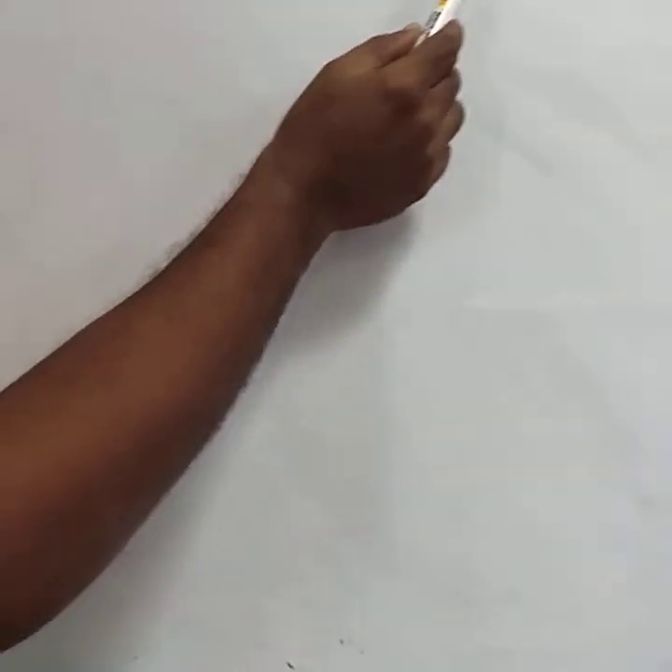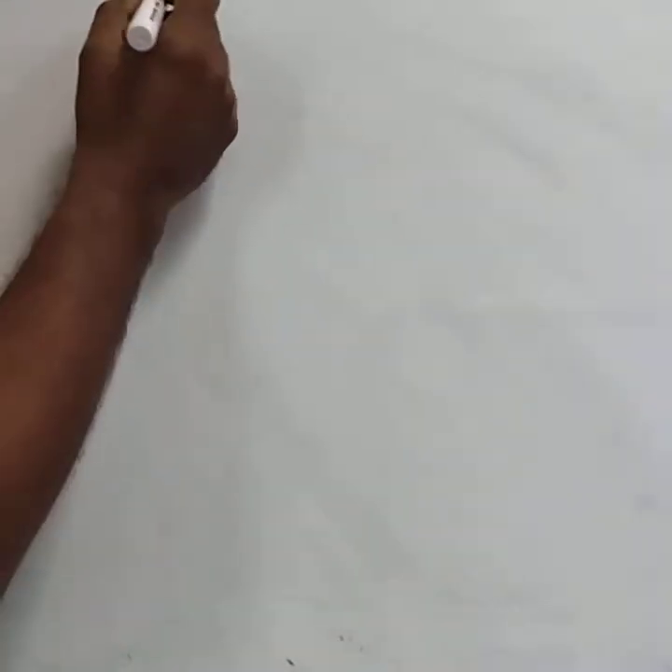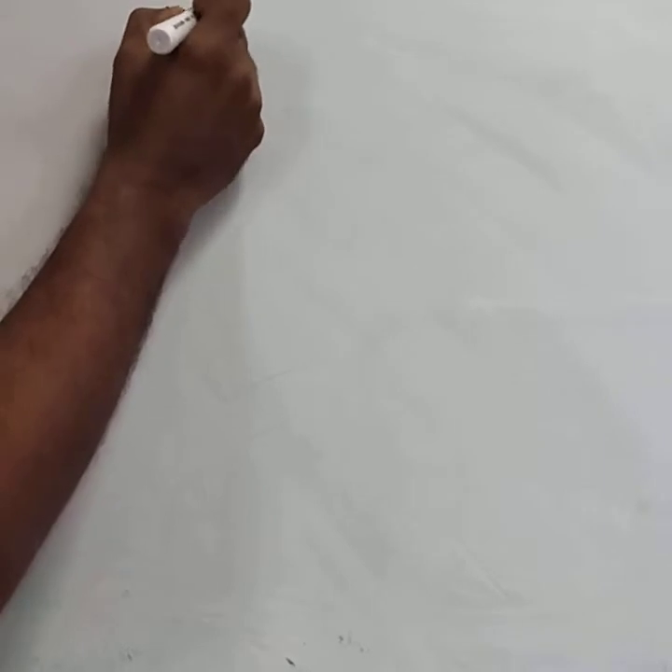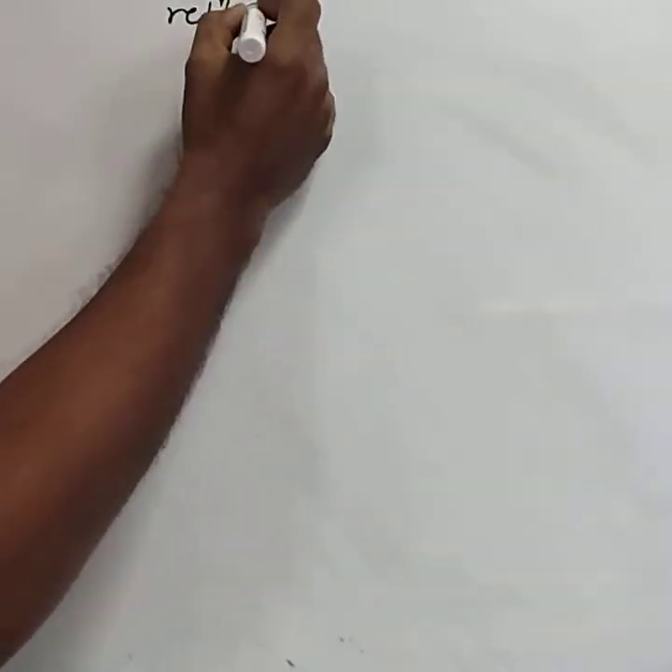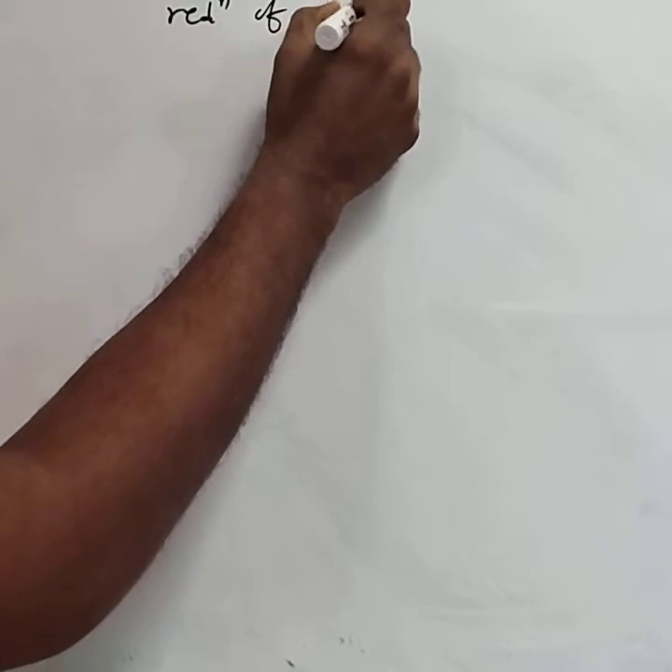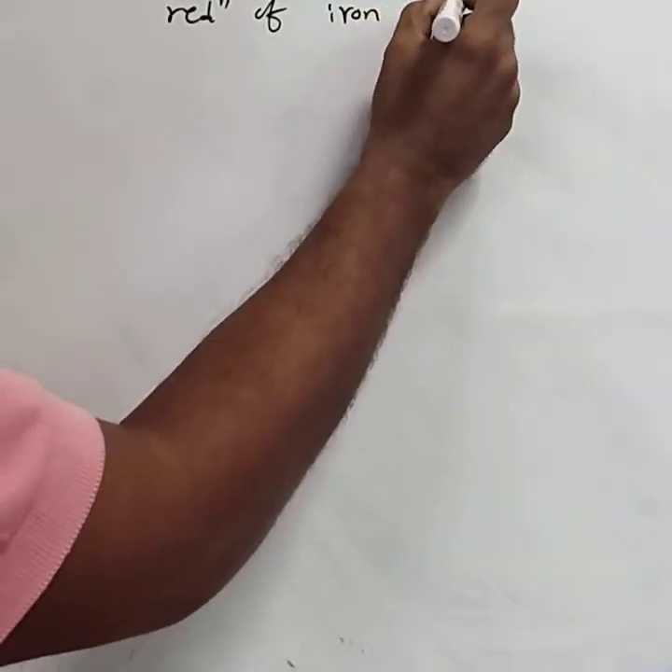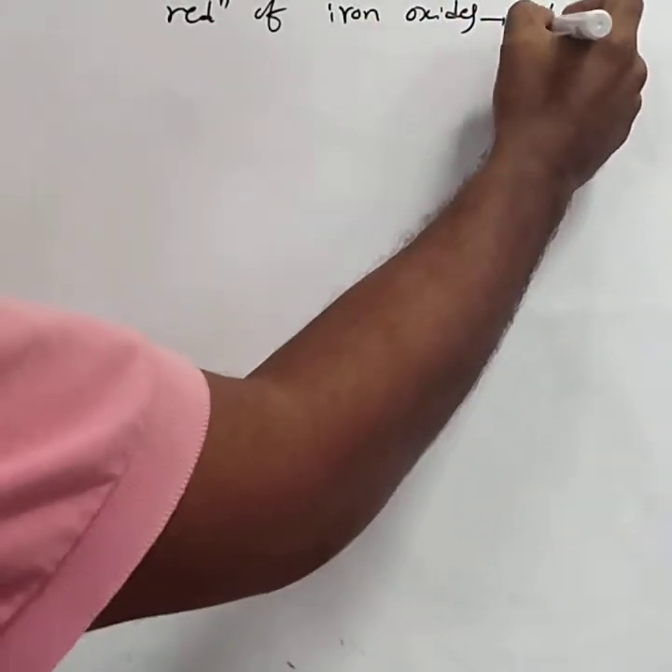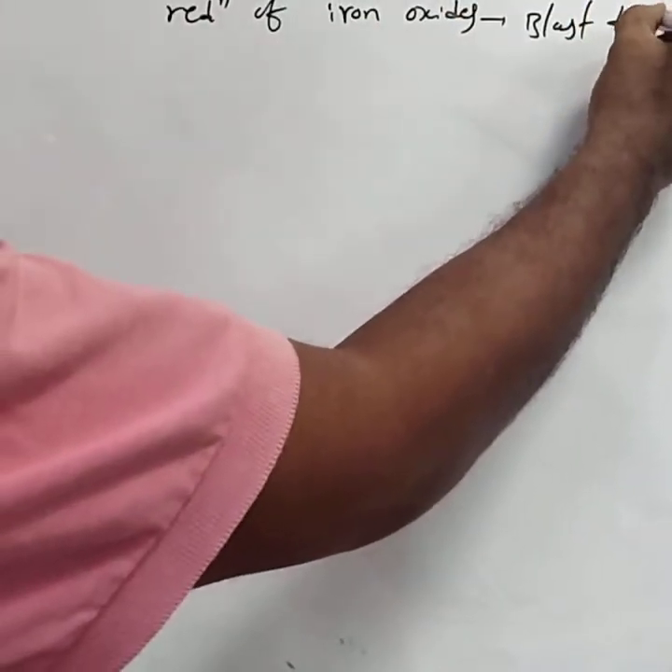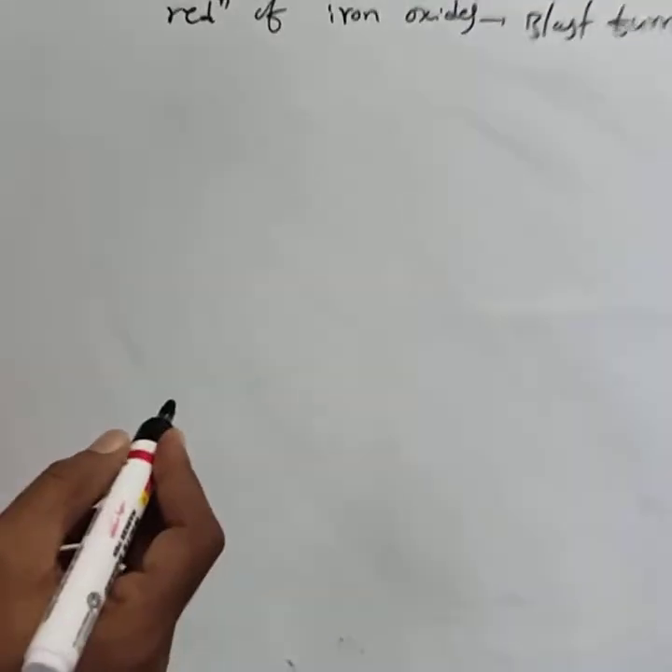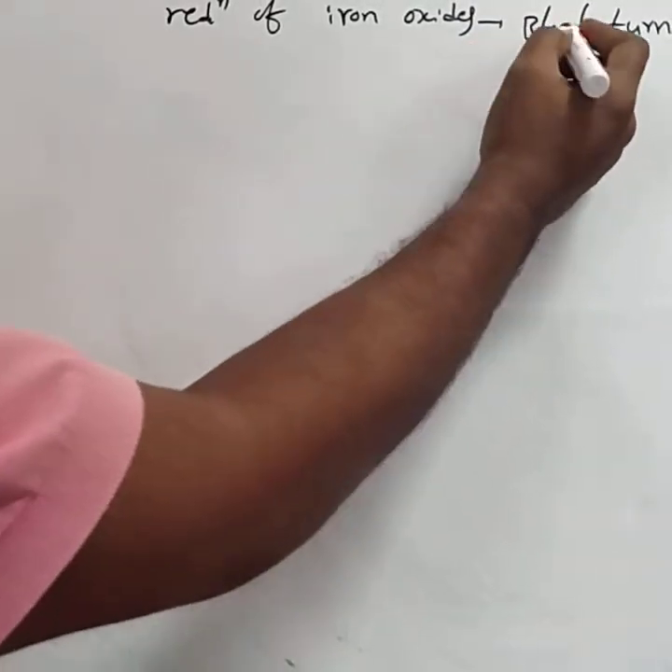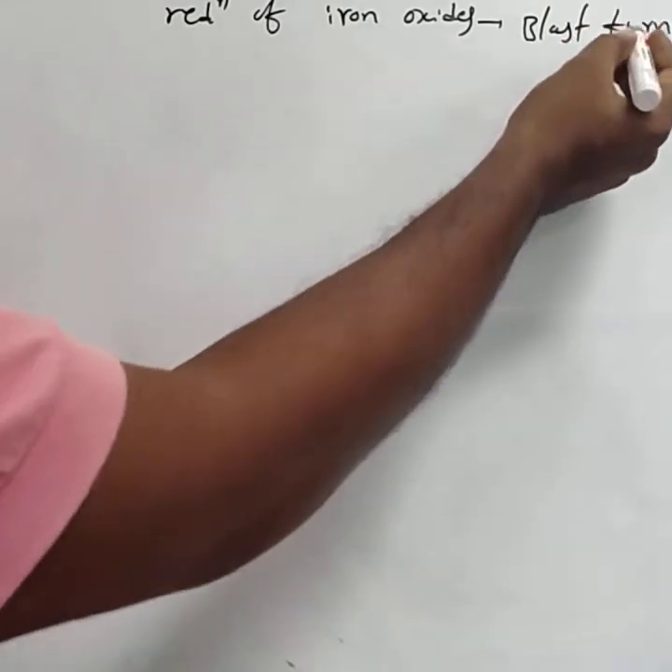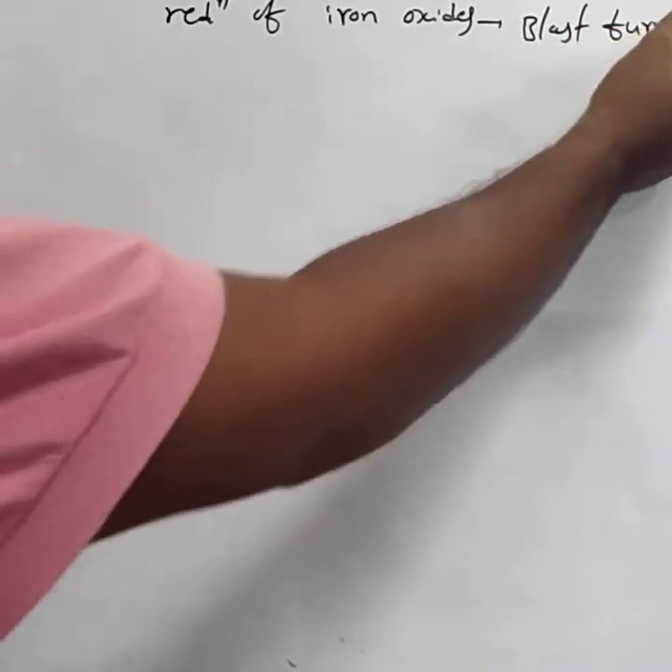Hello students, in this class we will study the extraction of iron from its oxide. The reduction of iron oxides takes place in the blast furnace. For the diagram of the blast furnace, follow the class notes.